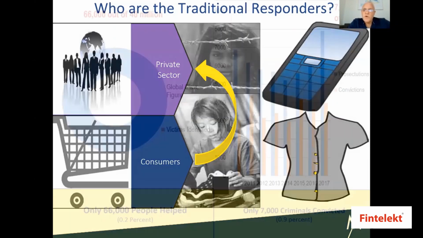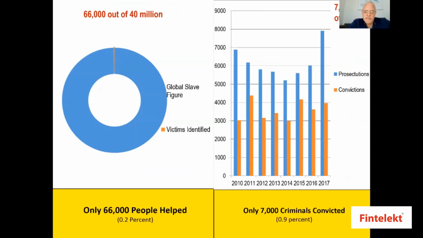When it comes to how many people are helped each year out of modern slavery, it's about 0.2%. So this means that with all of the governments and the NGOs and the United Nations and everybody working together, we're not even hitting 0.5%. And out of 500,000 criminals, about 7,000 are put in jail, or 0.9%. Now, if you look at this, you might ask, is the counter-trafficking world lazy? Are they not doing their job?